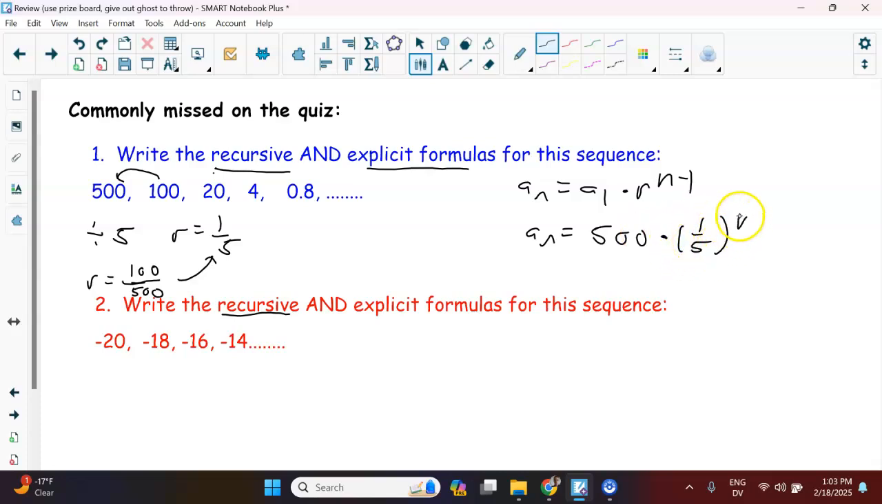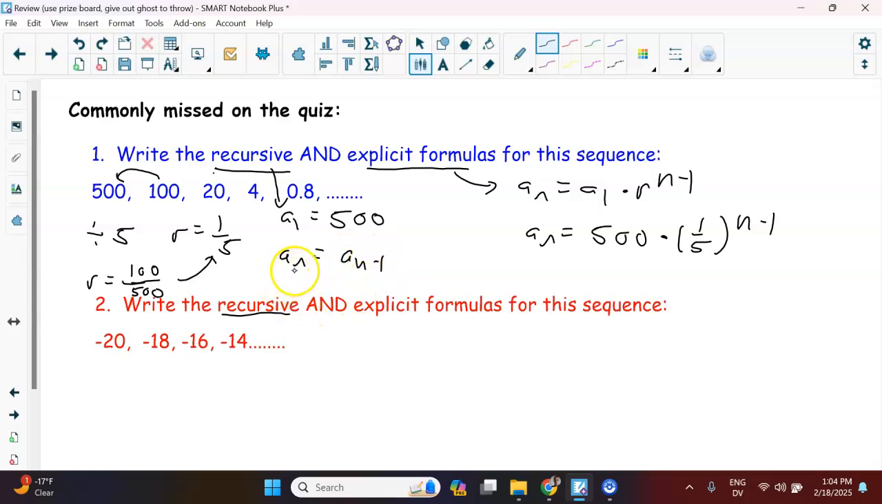Okay, so there is our explicit formula, right? That would be explicit, but the recursive formula works a little different. So the recursive formula, you have two parts. You state what the first term is, which is just 500, and then when you do a_n, instead of using n like we do for an explicit formula, you use the previous term, which we call a_(n-1).